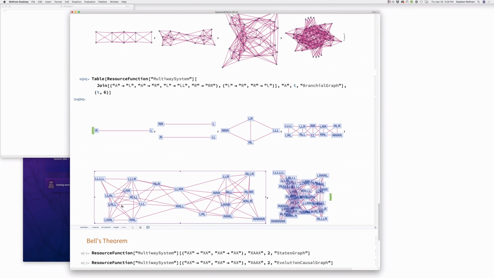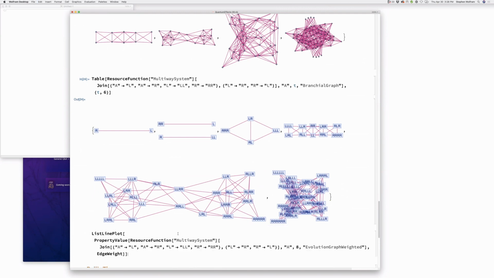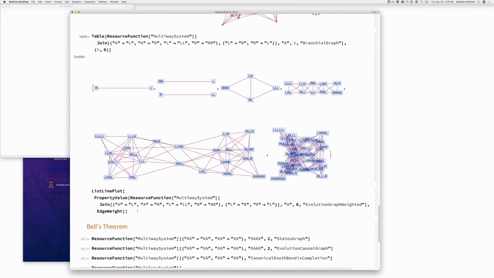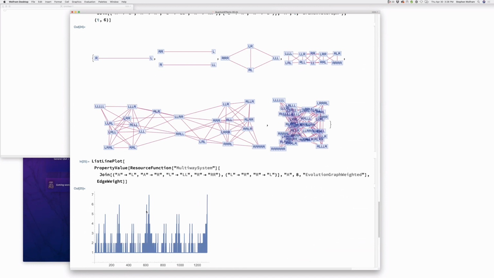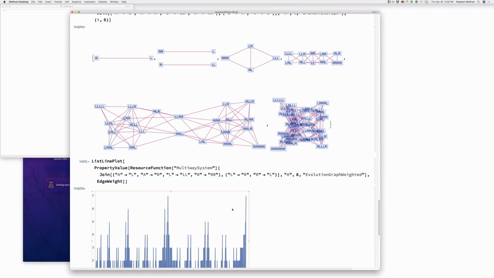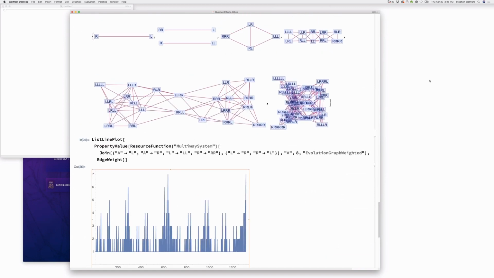Yeah, in fact, hang on. I've just sent you some code. Okay. I don't know how to interpret this yet, but it looks interesting. Okay, no idea what this is. All right, let's take a look at this. So this is the weighted evolution graph for this system. Okay, can we draw the branchial graph weighted? Because I think that's going to be instructive.